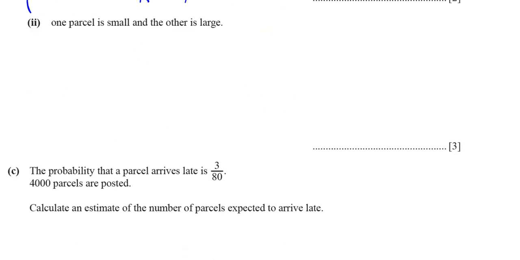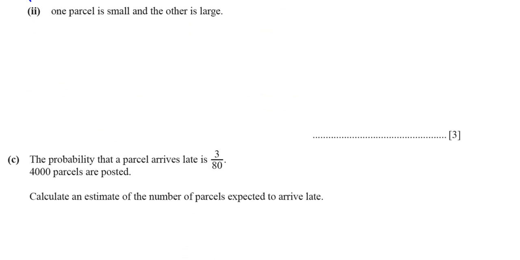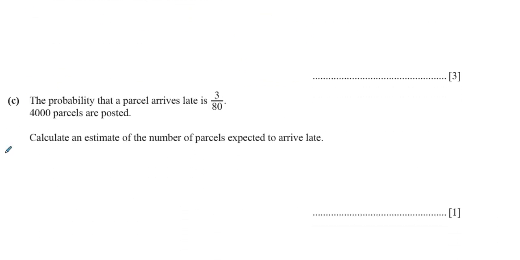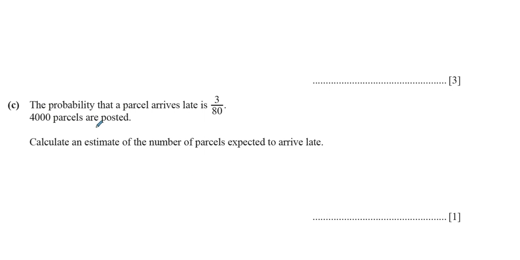Okay, and part C, the probability that a parcel arrives late is 3 out of 80. 4,000 parcels are posted. Calculate an estimate of the number of parcels expected to arrive late. Well, that's the fraction. 3 over 80 is the fraction of the total number of parcels that we expect to arrive late. So you just do 3 over 8 times 4. 3 over 8 times 4,000. That goes into, that's 50. So it's going to be 150.